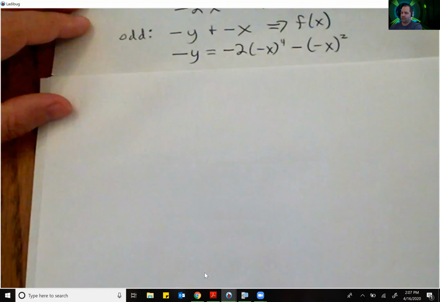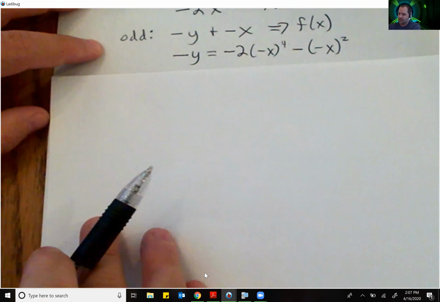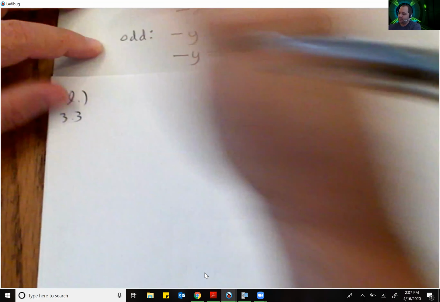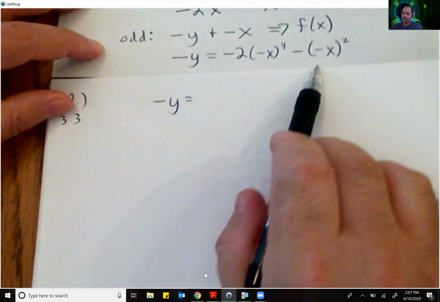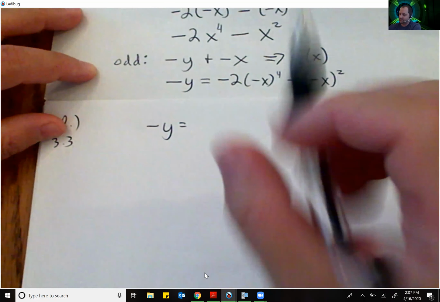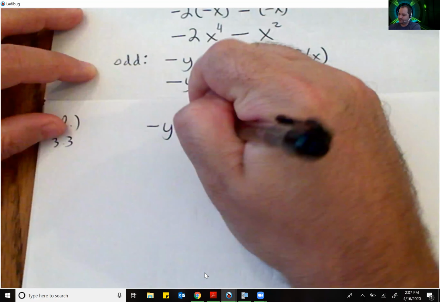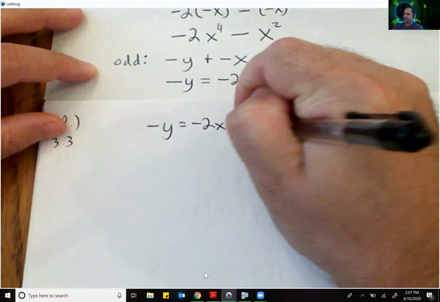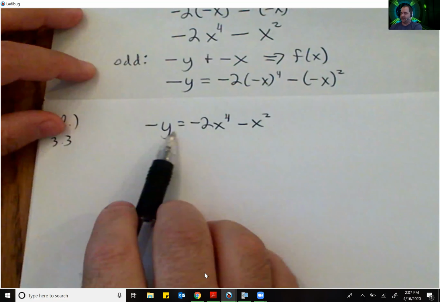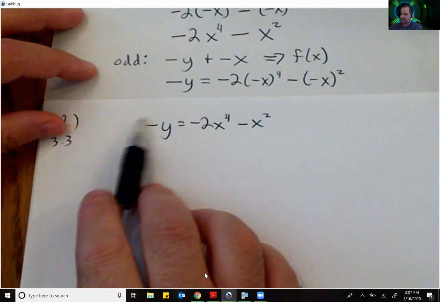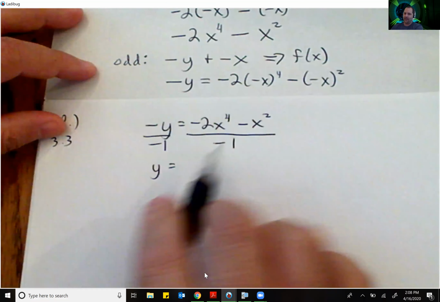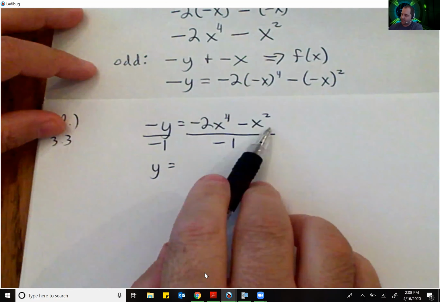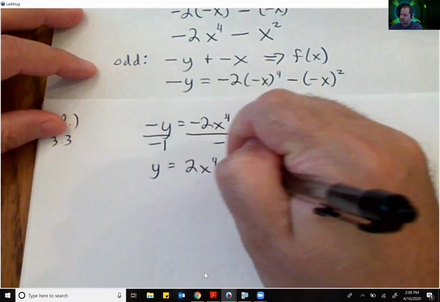So, continuing on to another sheet. Again, we're on number 9, and it's coming from 3.3. So, we already know that this side right here turns into this. Now we want this y to be positive. So how do I get rid of a -1? Just divide everybody by a -1. And all dividing by a -1 really does is flip the signs. So that becomes 2x to the fourth plus x squared.